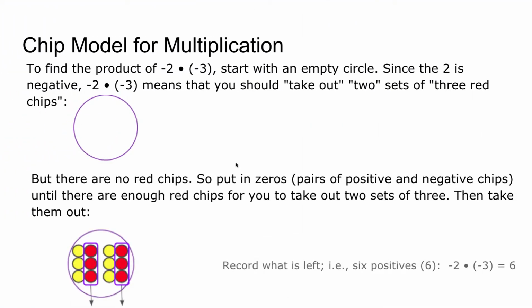So this is what I have explained earlier. So negative 2 times negative 3, you are taking out, because it's negative, taking out two groups of negative 3. But since there's nothing, we need to make it 0, still 0. So this makes 0. Now we can take out because there is something in it, right? So we need to take out two groups of negative 3, two groups of red chips, 3 red chips, right? So what is left? Positive 6. The yellow ones are left, right? So we have negative 2 times negative 3 is positive 6.